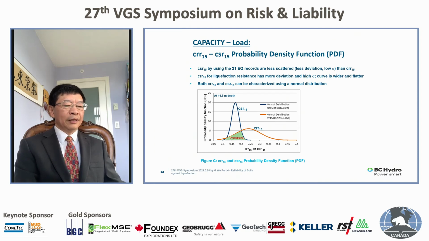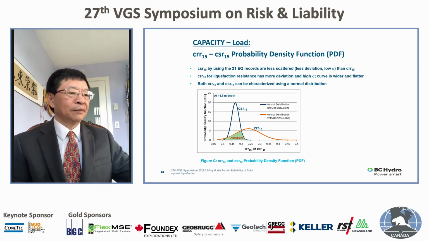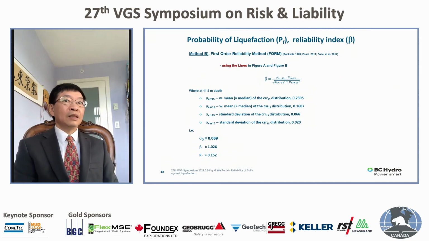And you apply those two curves in method B, you will get the reliability index. Next slide. So here is the equation for reliability index, beta, and it requires the four inputs: the mean and the standard deviation for the load, and the mean and standard deviation for the capacity. Using the curves presented in previous slides, you will get beta equal to 1.023 or 26, and the probability of liquefaction is 0.152. Next slide.